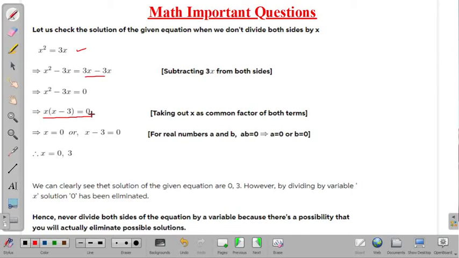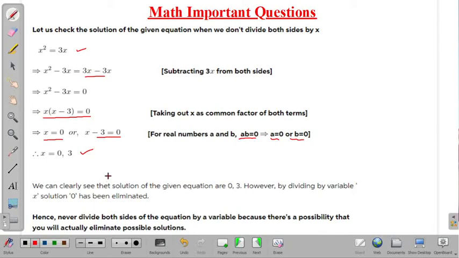Now we know that for two real numbers a and b, if a into b is equal to 0, then a may be equal to 0 or b may be equal to 0 or both may be equal to 0. So equating both the factors to 0, we will get x equal to 0 or x minus 3 equal to 0, and solving this we will get x as 0 and 3. Okay, so x can either be 0 or 3. So here we can see that the solution set consists of two numbers, that is 0 and 3.